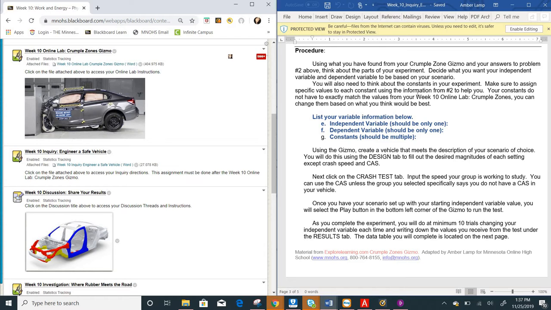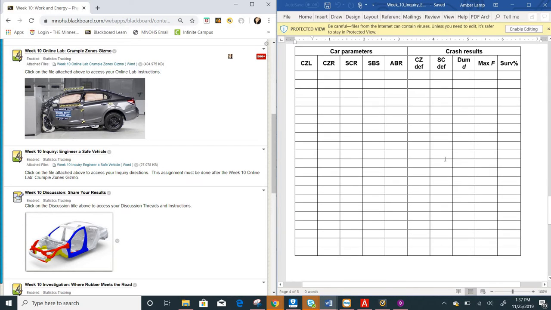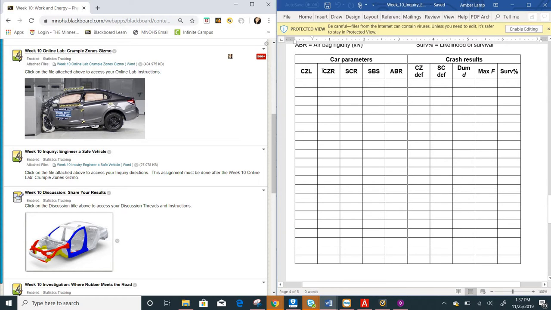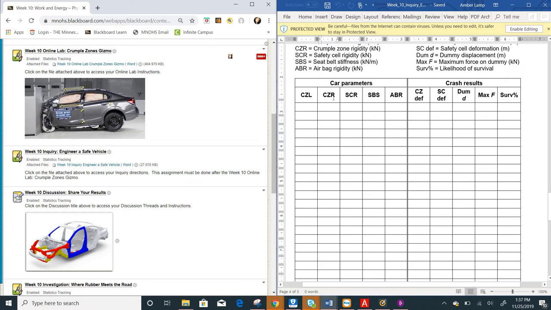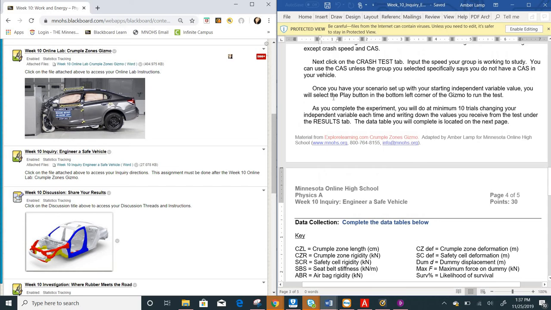So when you look at your data table, with that being said down here, if I pick an independent variable of, say, CZR, that means my other values under car parameters have to stay the same all the way down. If they don't, it's not done right. You will have to do it again. So make sure you follow that.